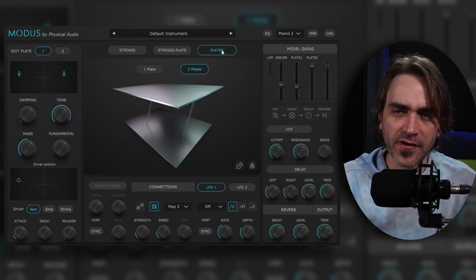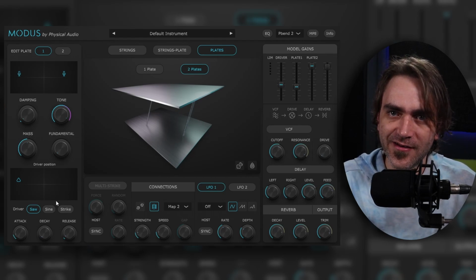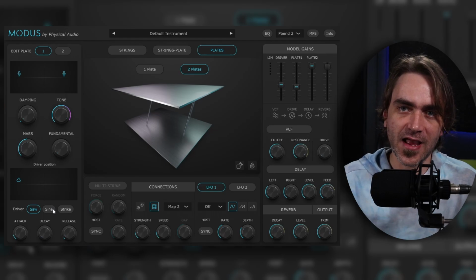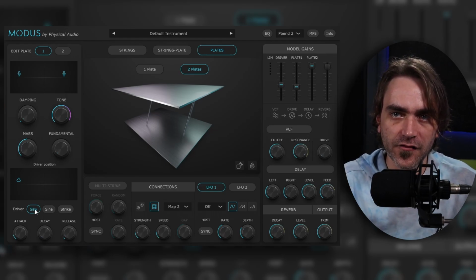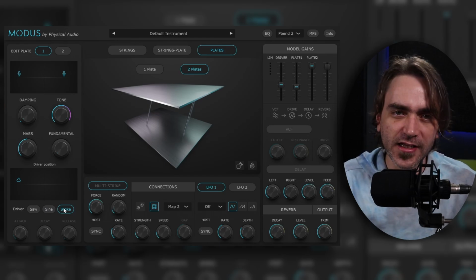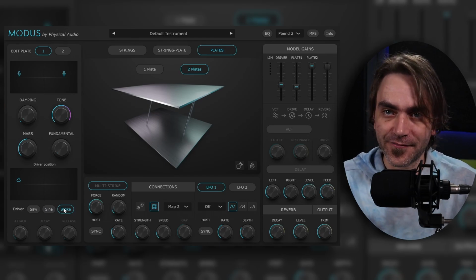Here, you can do a very similar thing where you're using the speaker driver either as an oscillator source, like a saw wave or a sine wave, or you could just strike it to create weird percussive stuff.